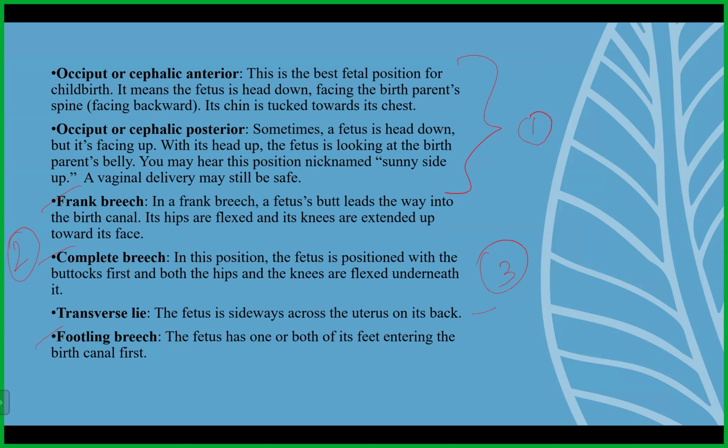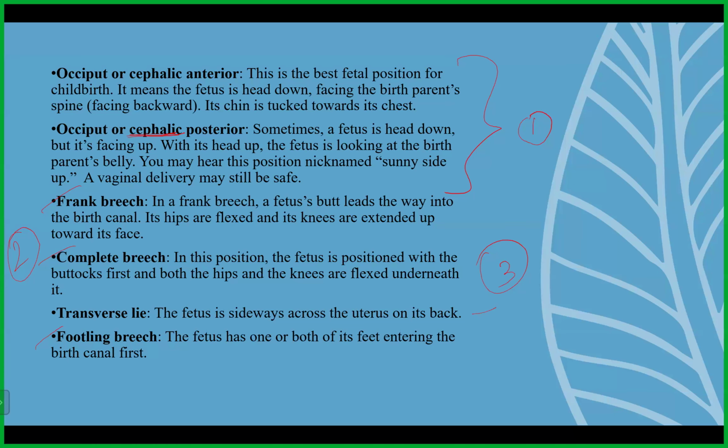Next is occiput posterior or cephalic posterior. Cephalic means head down position. Mostly you will see only that in the ultrasound; you will not see cephalic anterior or posterior. Mostly they'll mention if the baby is cephalic, or in breech, or in transverse lie. But theoretically speaking, there are these many positions.